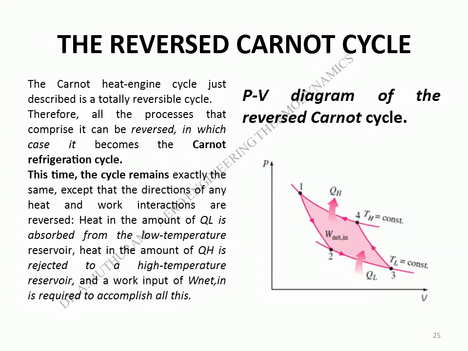The Carnot heat engine cycle just described is a totally reversible cycle. Therefore, all the processes that comprise it can be reversed, in which case it becomes the Carnot refrigeration cycle. This time, the cycle remains exactly the same, except that the directions of any heat and work interactions are reversed. Heat in the amount of QL is absorbed from the low temperature reservoir. Heat in the amount of QH is rejected to a high temperature reservoir, and a work input of W_net is required to accomplish all this.